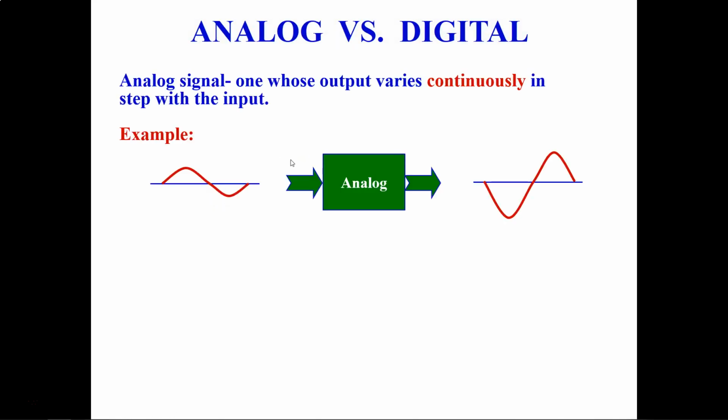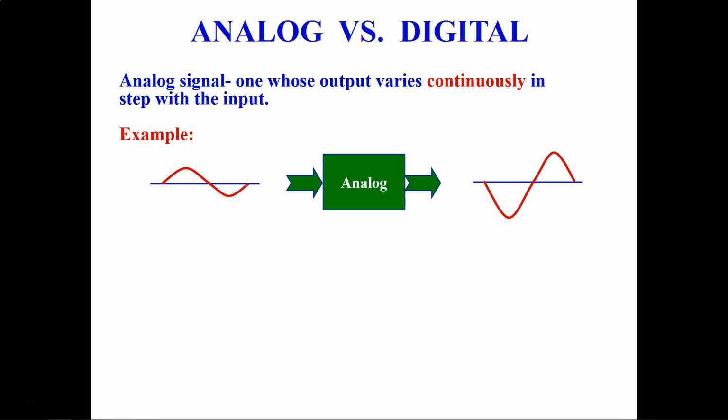Now let's start with the difference between analog and digital. Analog signal is that signal whose output varies continuously in step with the input. As you can see here, this is the analog device. Input signal is coming into the device, and the output of the signal looks like this. And you can see here in analog signal, the time versus voltage graph is very smooth and it is continuous.